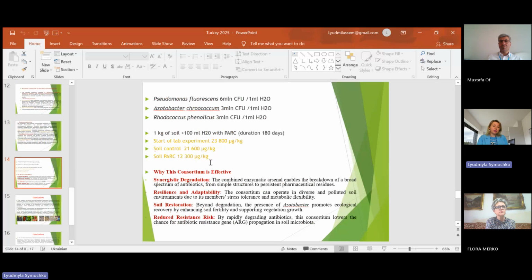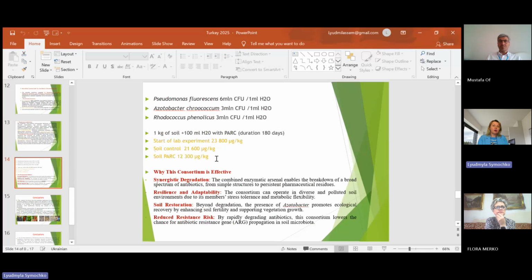So it was 12,300 micrograms per kilogram of soil. So it means that this consortium is quite effective and could be implemented in practice. So why is this consortium effective? Because of synergistic degradation, resilience and adaptability, and of course, it will be useful for soil restoration because we use it as a biofertilizer, which can support soil health.